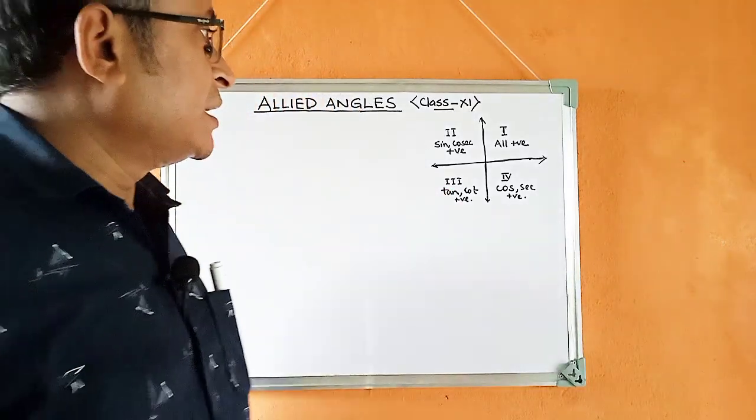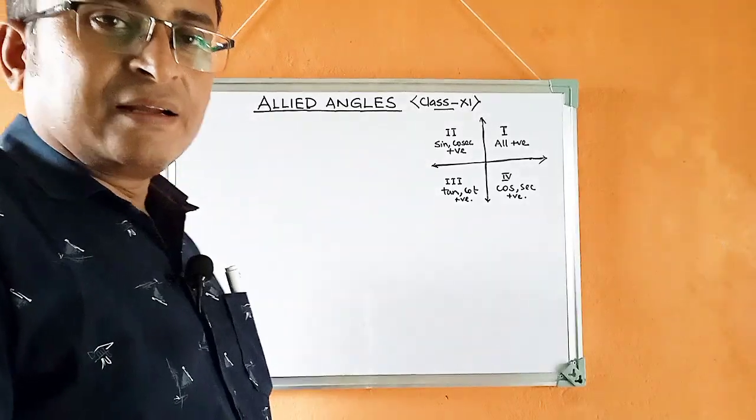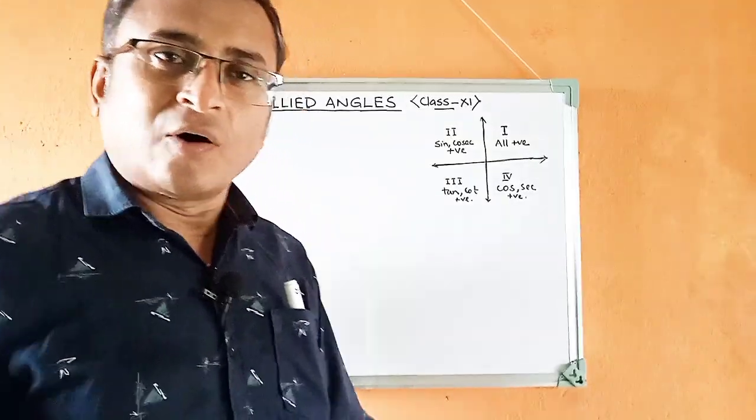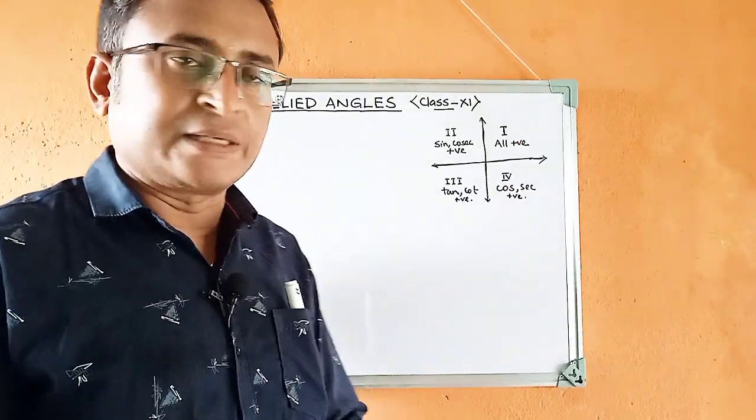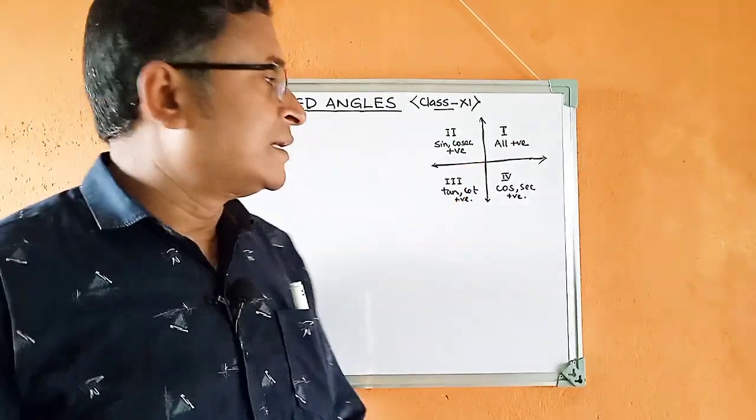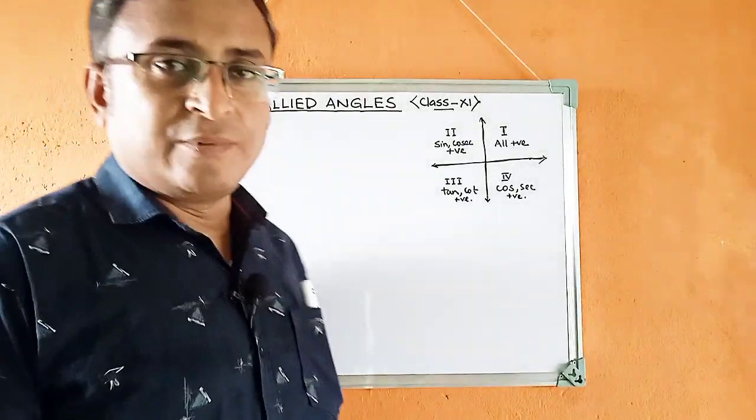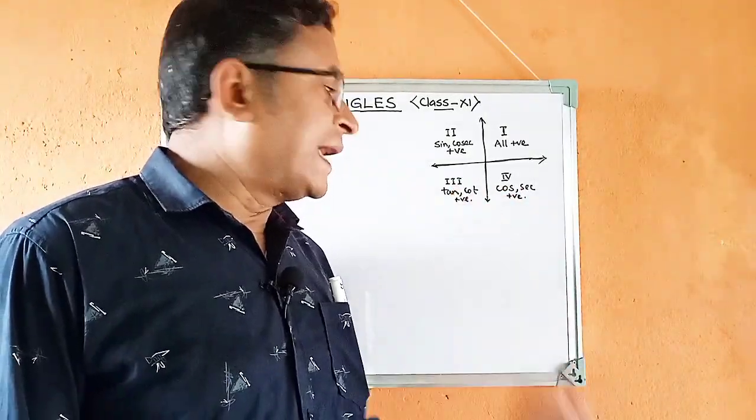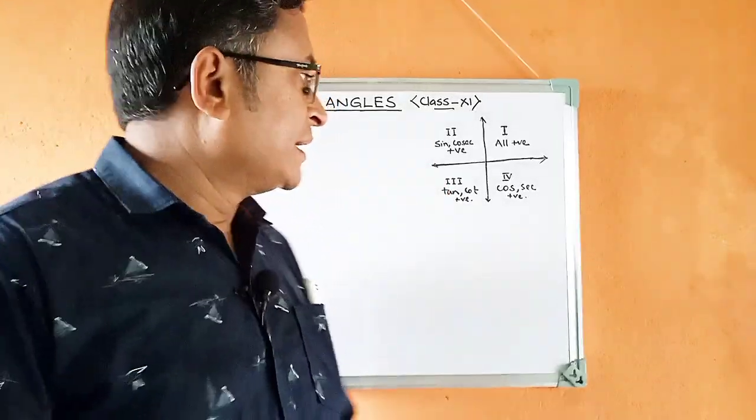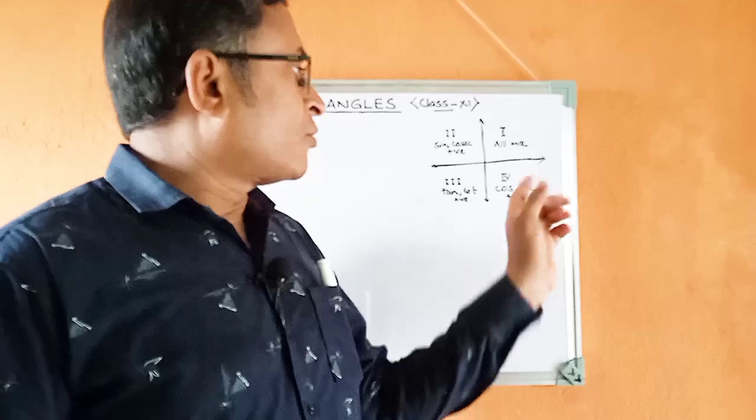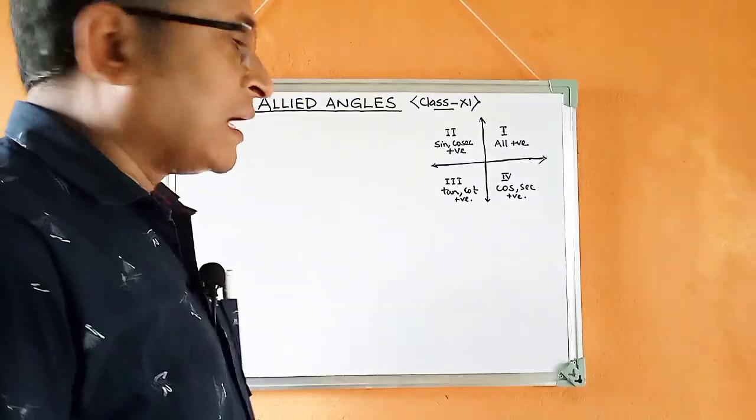Now see, in the first quadrant all the ratios, that means sine, cos, tan, cosec, sec and cot, are positive. In the second quadrant, sine and cosec are positive, and all the others are negative. In the third quadrant, tan and cot are positive, and the remaining are negative. In the fourth quadrant, cos and sec are positive, and the remaining are negative.